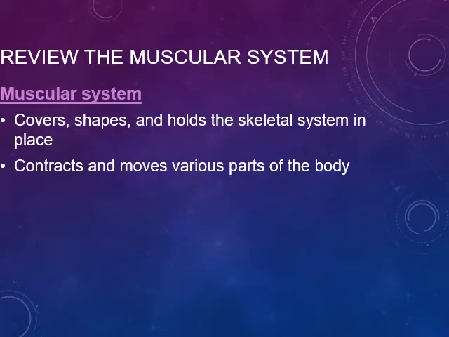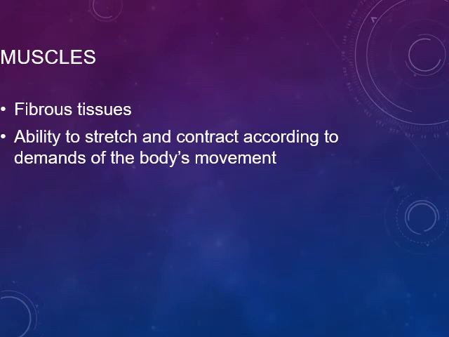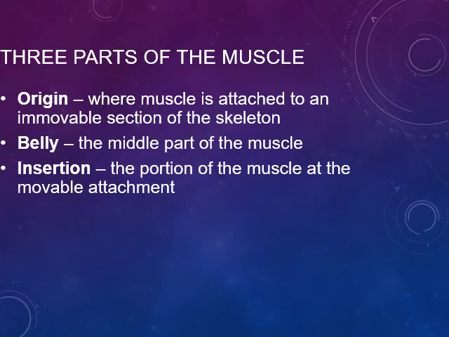Reviewing the muscular system. The muscular system is the body system that covers, shapes, and holds the skeletal system in place. The muscle system contracts and moves various parts of the body. Muscles are fibrous tissues that have the ability to stretch and contract according to the demands of the body's movements. 3 parts of the muscle.